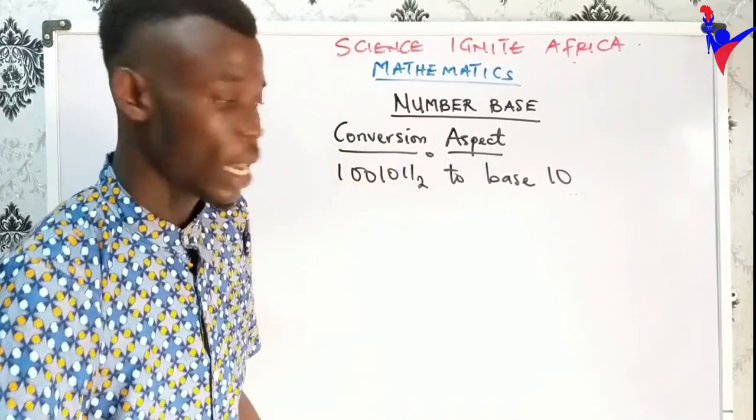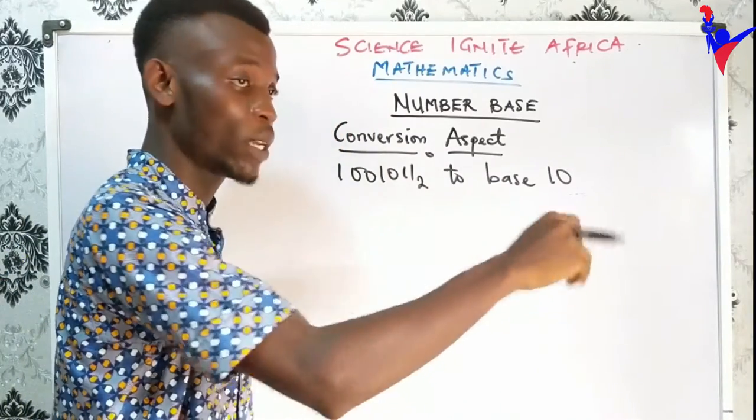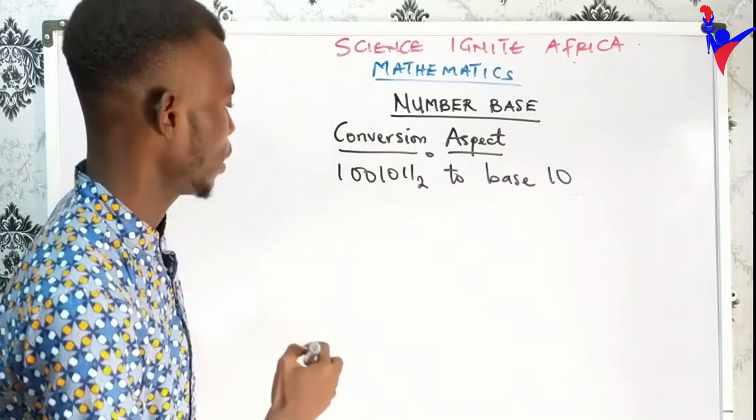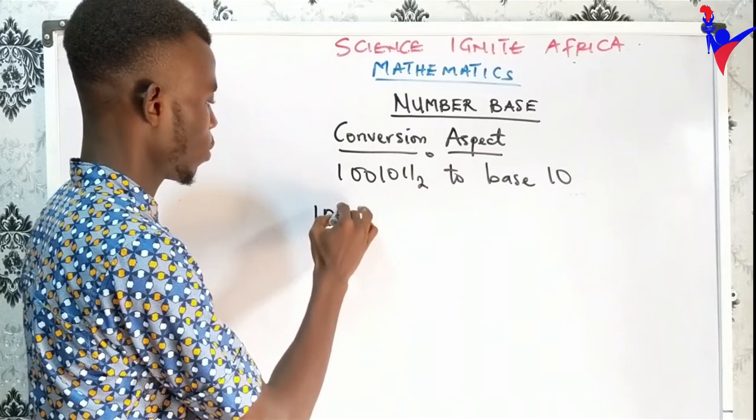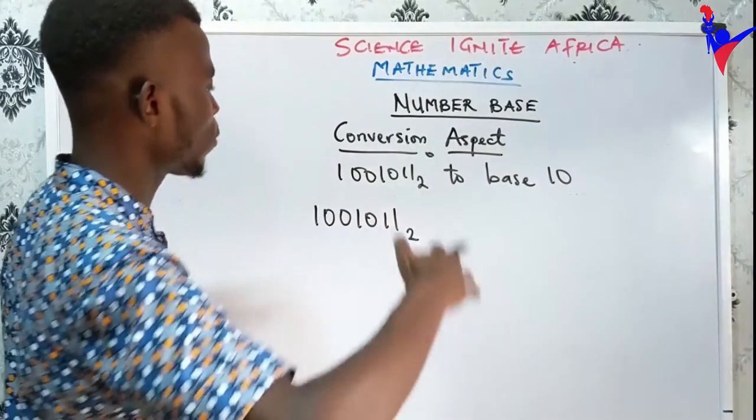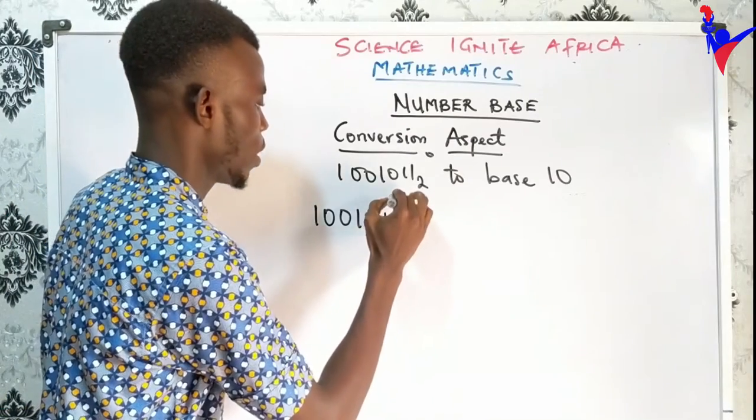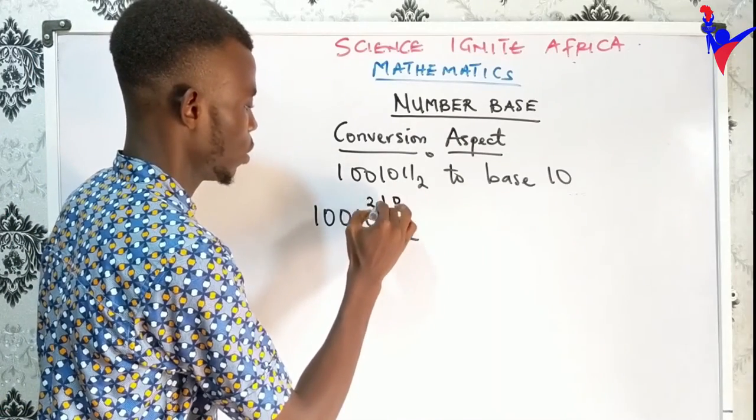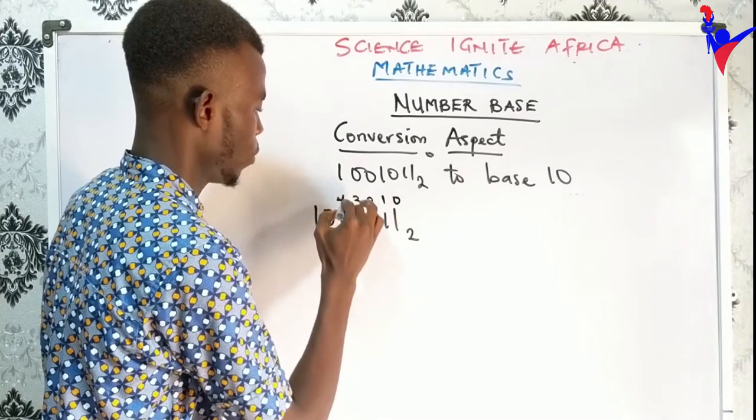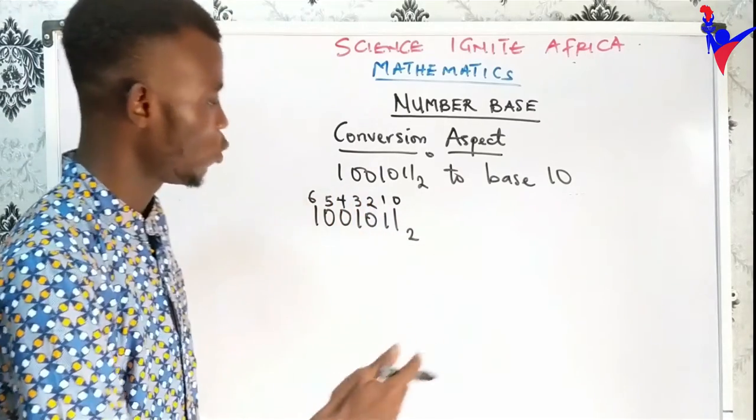Alright, so let me convert this now. 1001011 base 2 to a number in what? To a number in base 10. The first thing I have to do is write the base 2. Now you start from your right-hand side. You label 0, 1, 2, 3, 4, 5, 6. When you have this, then we'll proceed.